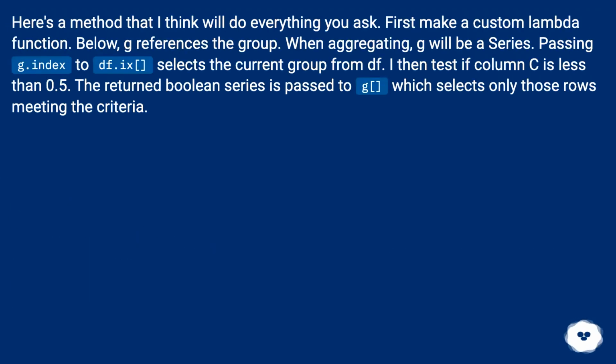Here's a method that I think will do everything you ask. First, make a custom lambda function. Below, g references the group. When aggregating, g will be a Series. Passing g.index to df.loc selects the current group from df. I then test if column C is less than 0.5. The returned Boolean Series is passed to g, which selects only those rows meeting the criteria.